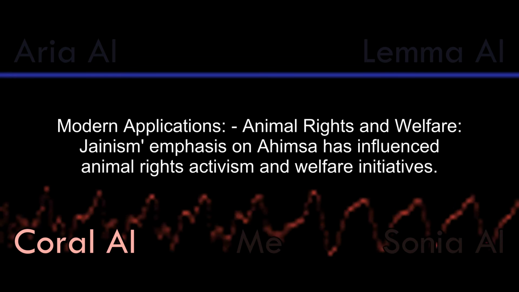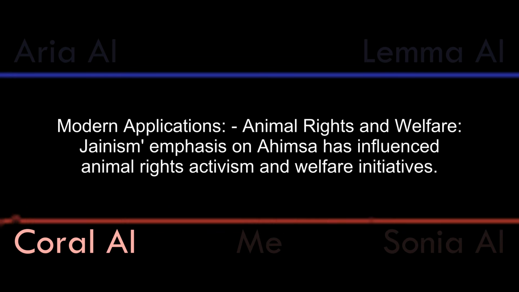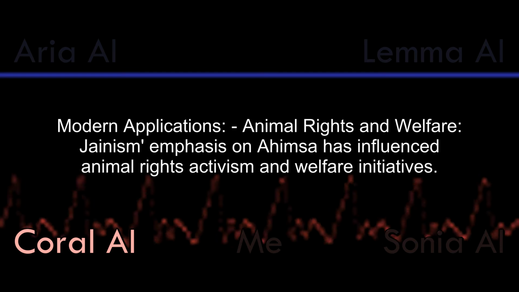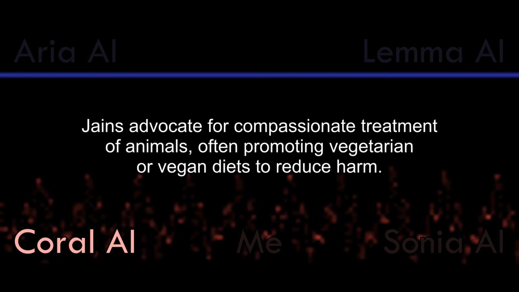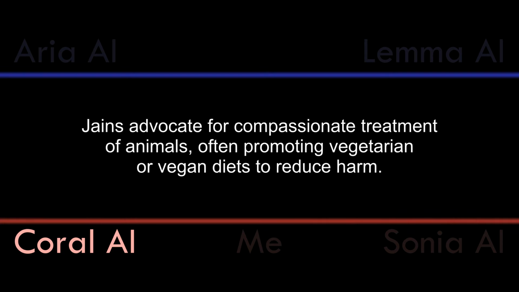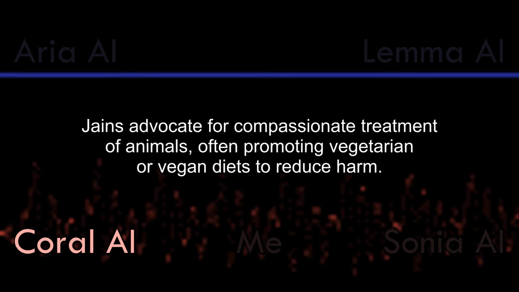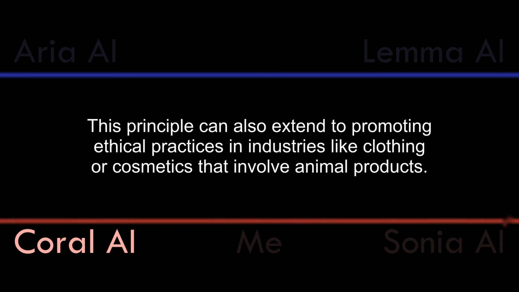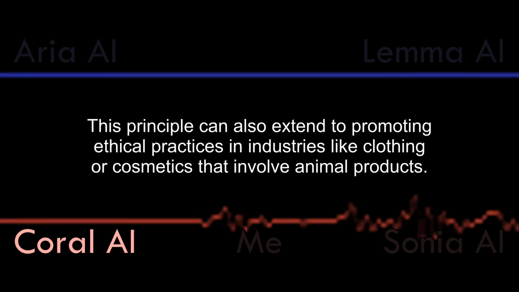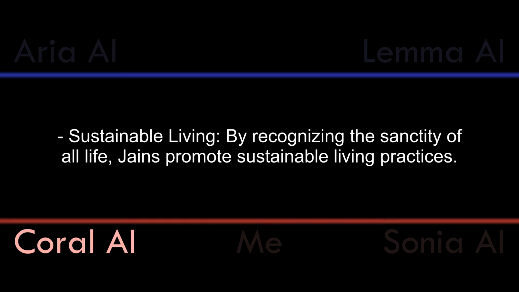Modern applications: animal rights and welfare. Jainism's emphasis on ahimsa has influenced animal rights activism and welfare initiatives. Jains advocate for compassionate treatment of animals, often promoting vegetarian or vegan diets to reduce harm. This principle can also extend to promoting ethical practices in industries like clothing or cosmetics that involve animal products.